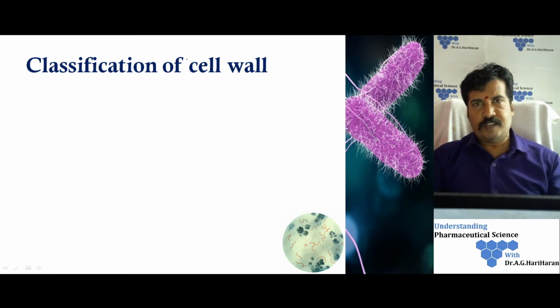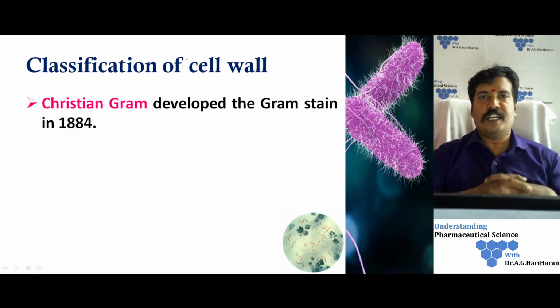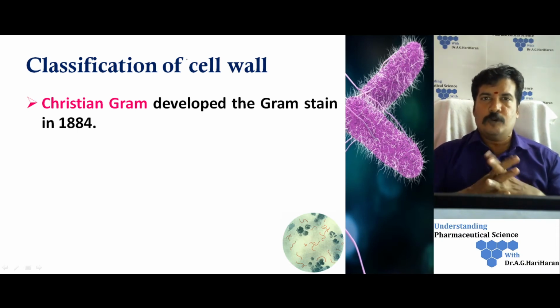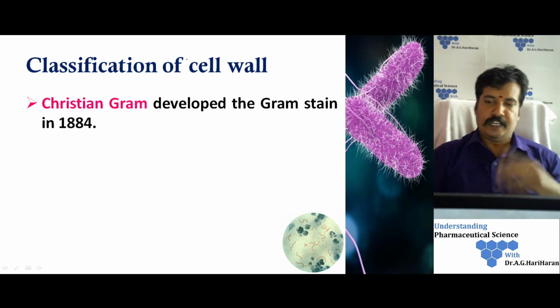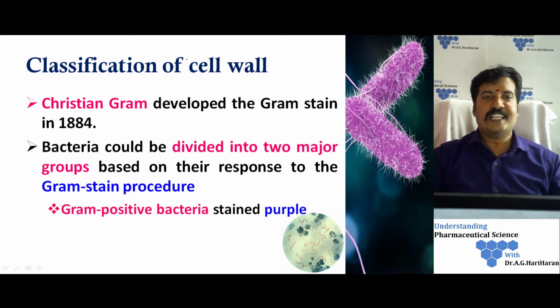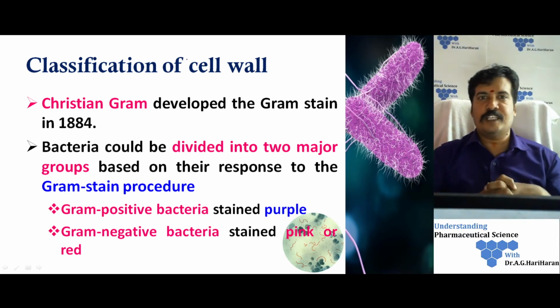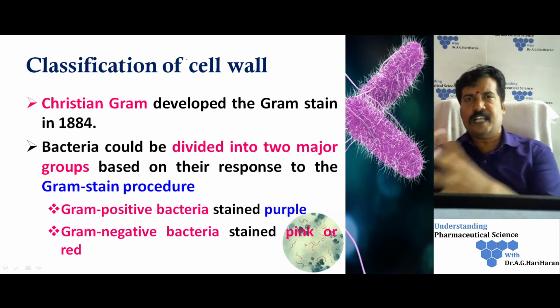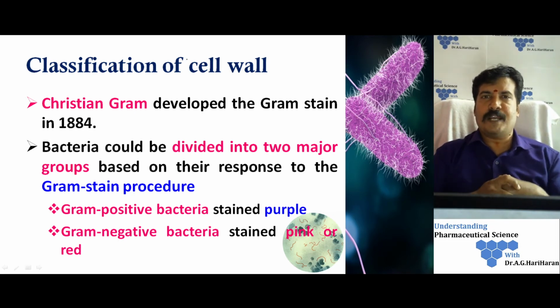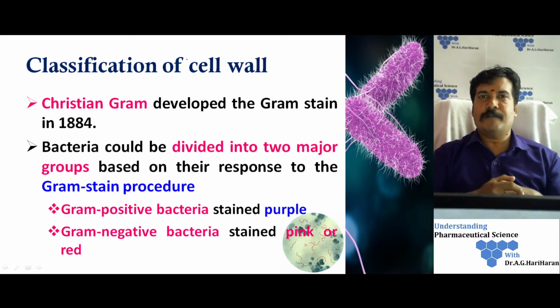So we can classify the bacteria into different types based on the cell wall. This was first put forward in 1884 by Christian Gram. He developed a technique called the Gram staining technique. Based on the response of the bacterial cell wall to the Gram staining technique, he divided the bacteria into two major groups: gram positive and gram negative. The gram positive bacteria generally give a positive reaction to the gram staining technique, and generally take up the primary stain. Most commonly the primary staining agent is crystal violet. That's why the gram positive bacteria look purple in color.